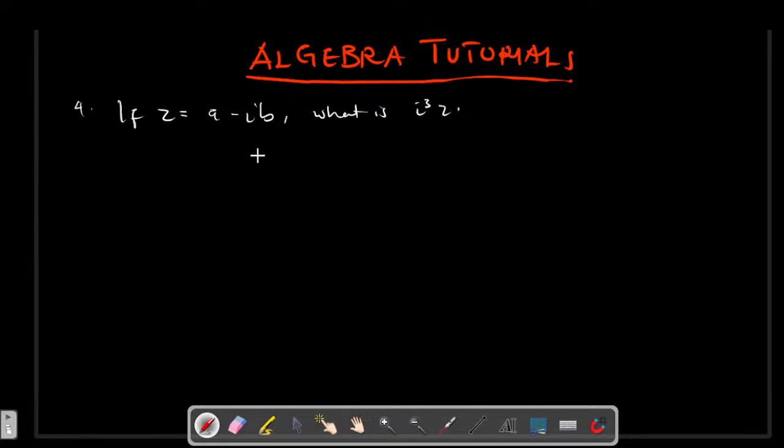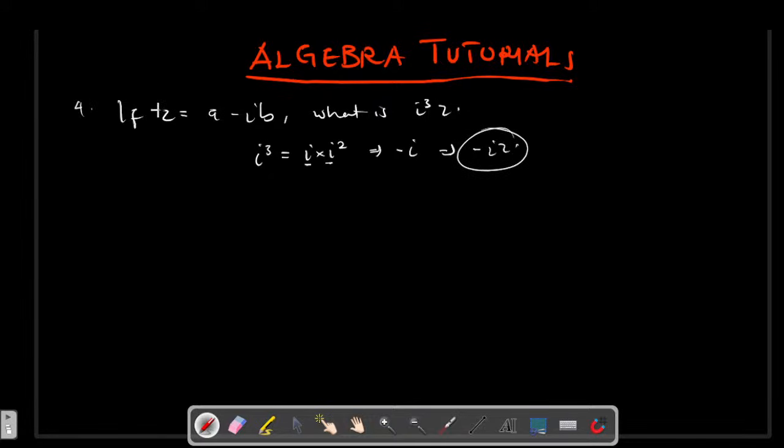What is your i cubed? Remember, i cubed is equal to i times i squared, right? What do you get? i, and i squared is negative 1. So I'm going to get negative i, as simple as that. So what we are asking us to find is negative iZ indirectly, okay? So this is what you are doing.